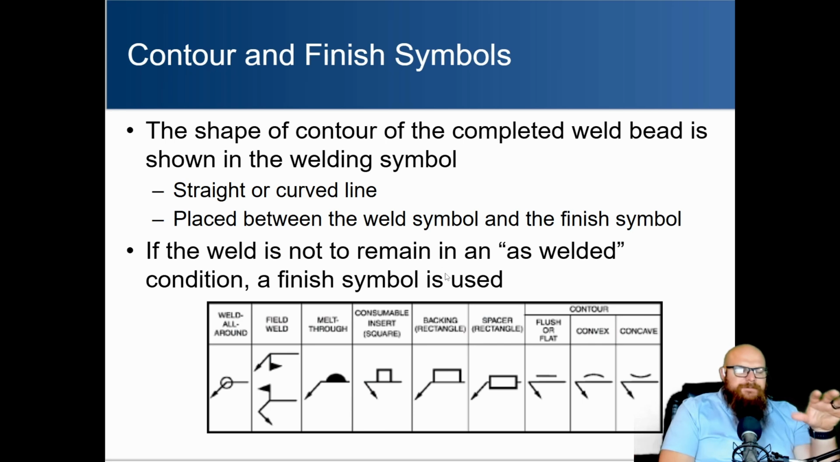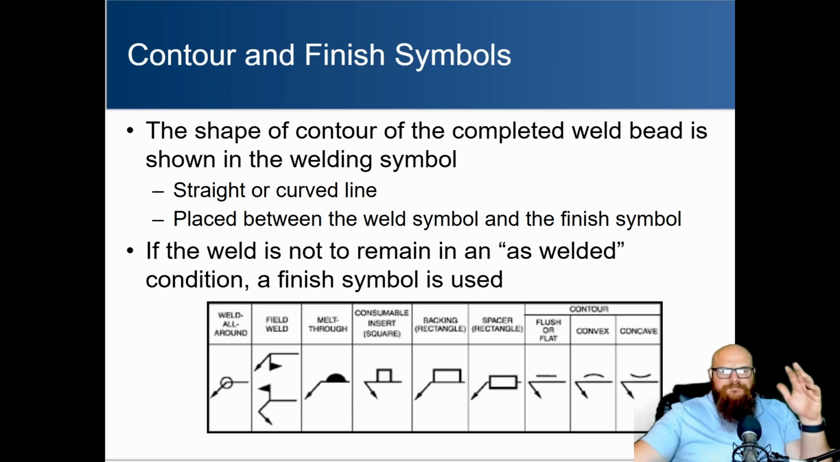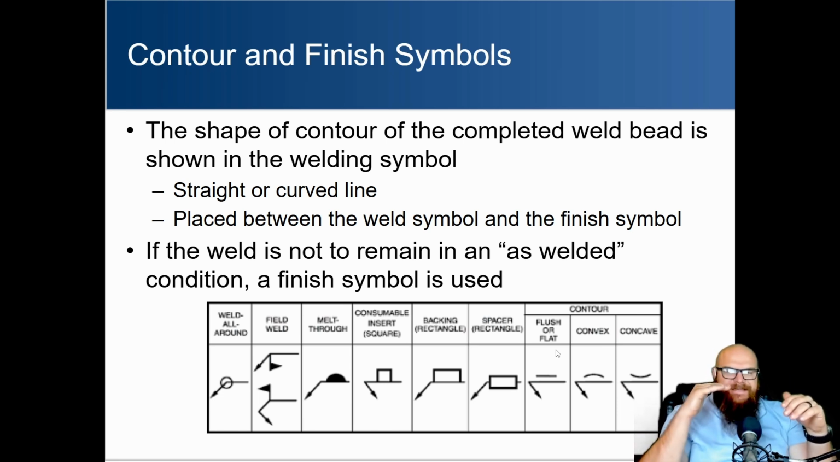There are some finishing symbols, like how we want the weld to look when it's actually done. Some examples of that you can see right here. We'll start on the right-hand side where we look at the contour. It's what that weld needs to look like on the top. Does it need to be flat? Does it need to be convex, or does it need to be concave? Depending on what we're calling out, you may or may not see these symbols.